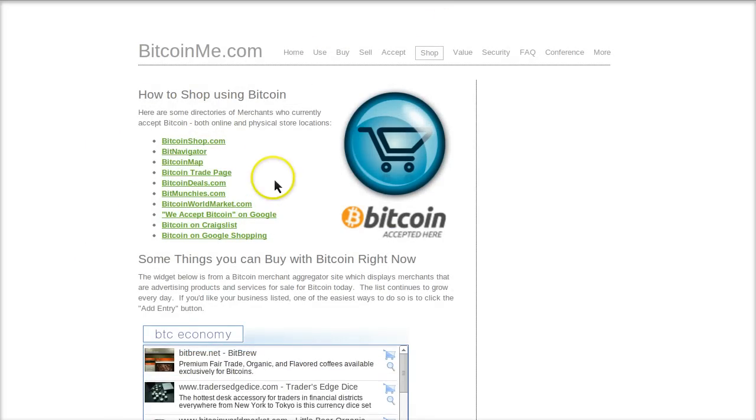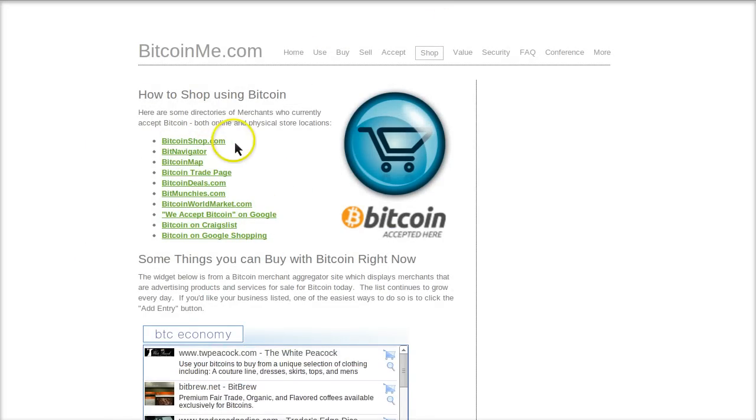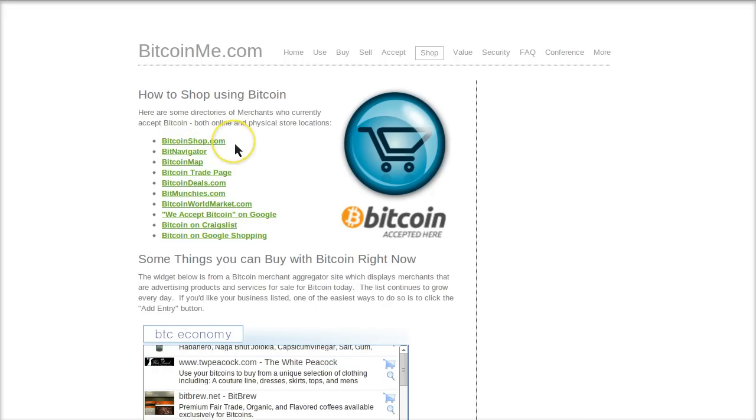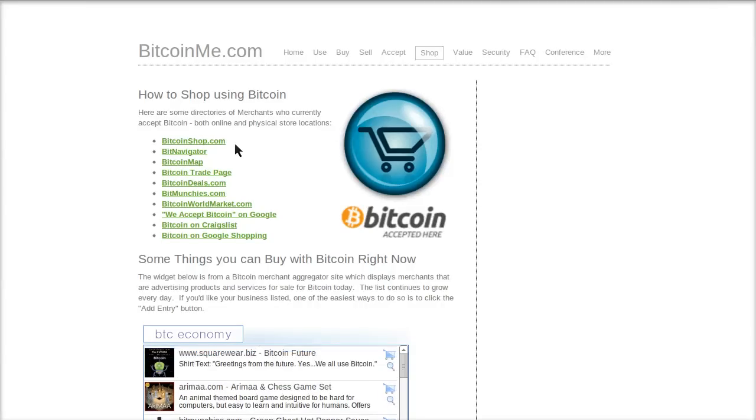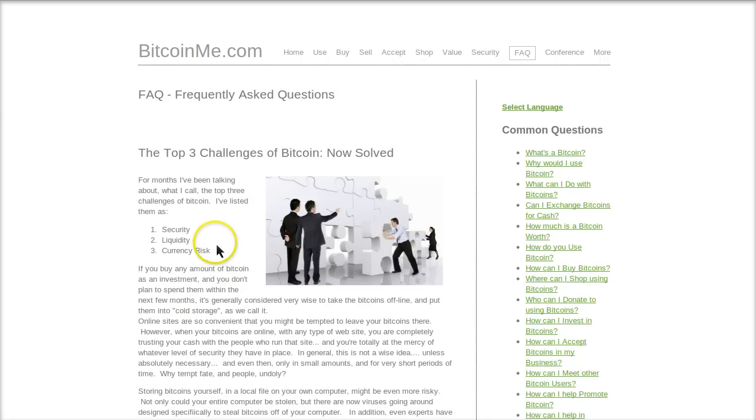Okay, and then on the shop tab on bitcoinme.com, you'll see a list of all the directories and various places where you can find merchants that accept Bitcoin. The first one is bitcoinshop.com. Bitcoinshop.com is going to be basically a list of the customers of bitcoinsolutions.com. So you're going to see that list of retailers and merchants growing very, very quickly. So that's what we're doing here to improve liquidity for the Bitcoin economy. And I think that by us helping people buy Bitcoin for cash in so many different ways, so easily, that you're going to see Bitcoin take off like crazy.